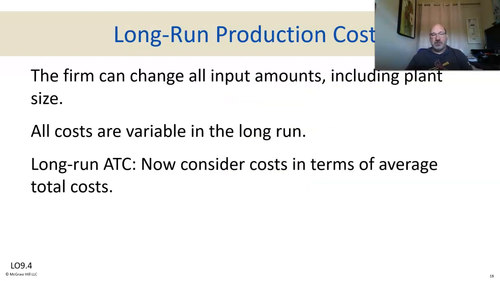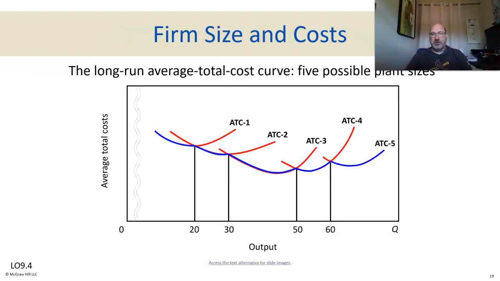Long run production costs. The firm can change all the input amounts, including the plant size. So all costs are variable in the long run. So you have a long run average total cost curve. Think of it like a Noah's Ark. Okay. So now you consider all costs in terms of average total cost curves.